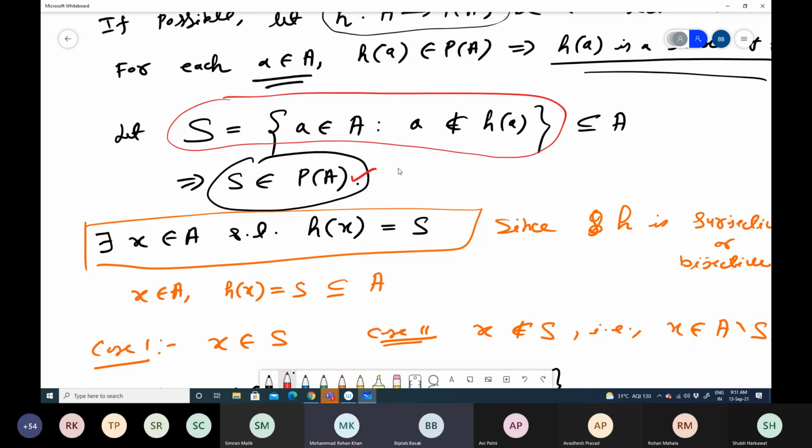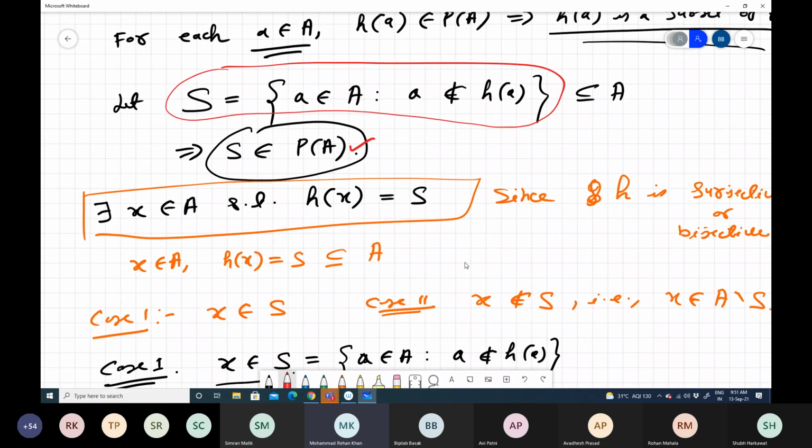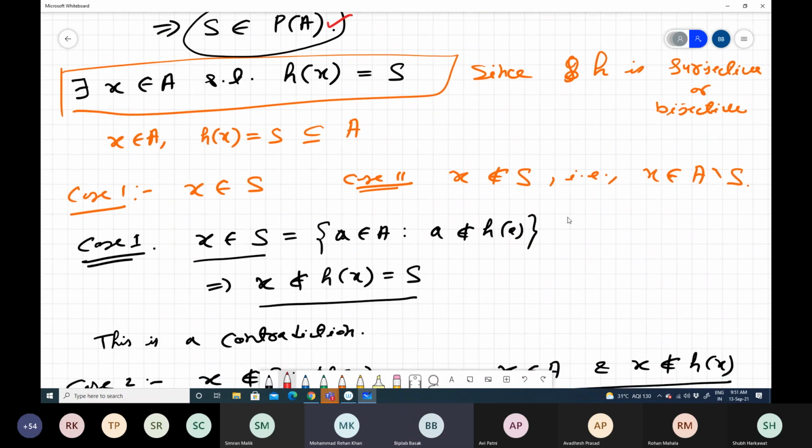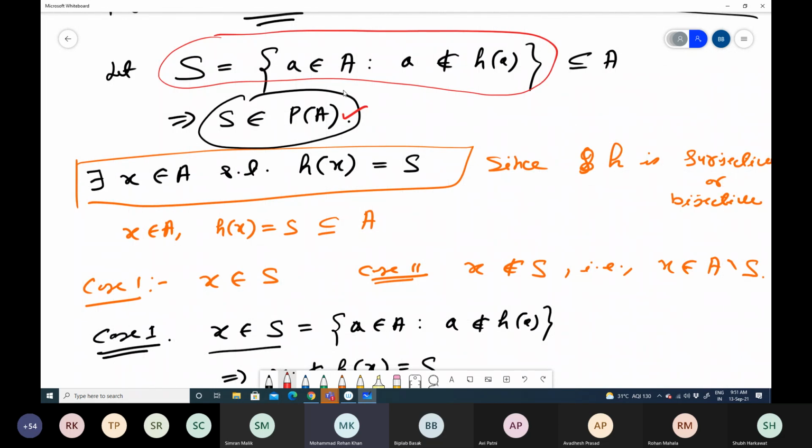Sir, I'm not understanding this. X belongs to A. This means that X does not belong to H of X. Then how is H of X equal to S? Case 1 or case 2? No, sir, in the same one, these three lines. This one: there exists X belonging to A such that H of X is S. Now, if X belongs to A, it implies that X does not belong to H of X.